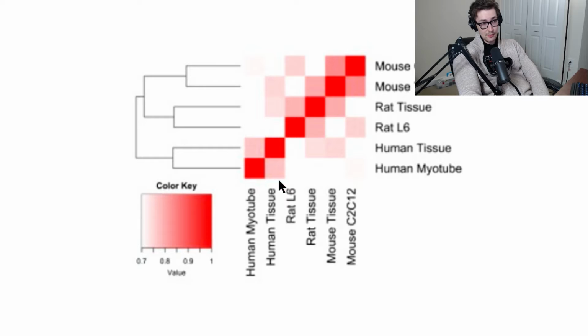There's going to be a lot of similarity. It's not perfect, obviously. You see that it's not a complete one when you look at the value on the color key here. It's between, let's say, 0.8 and 0.9, somewhere within there, or 0.75 and 0.85. You have a lot of similarity, but it's not exactly identical.